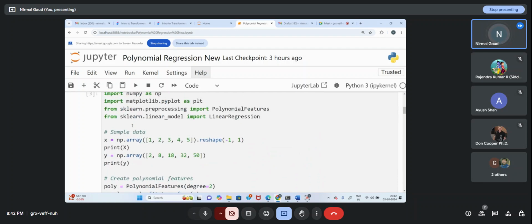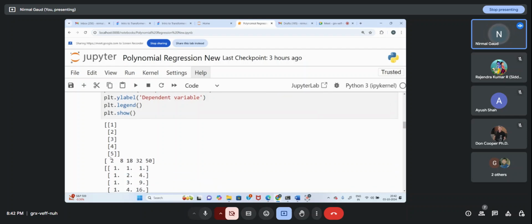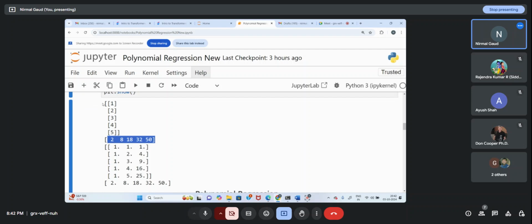So, the values of x, this is a small x. I think I made a mistake. Now, 1, 2, 3, 4, 5. These are the inputs which you have given, and these are the outputs which you are expecting. So, this is x, this is y.